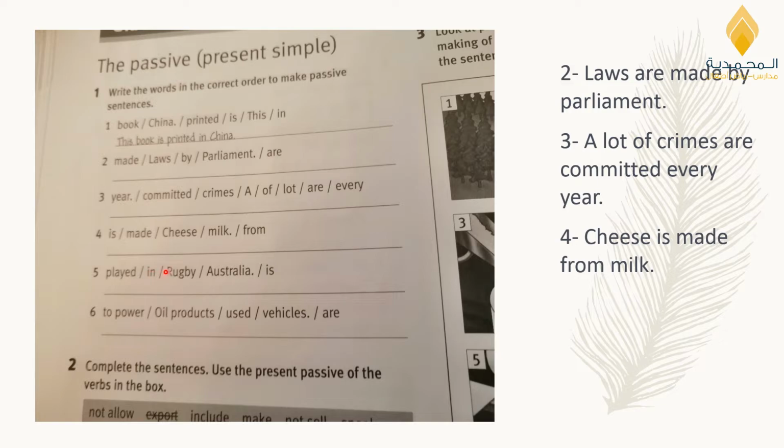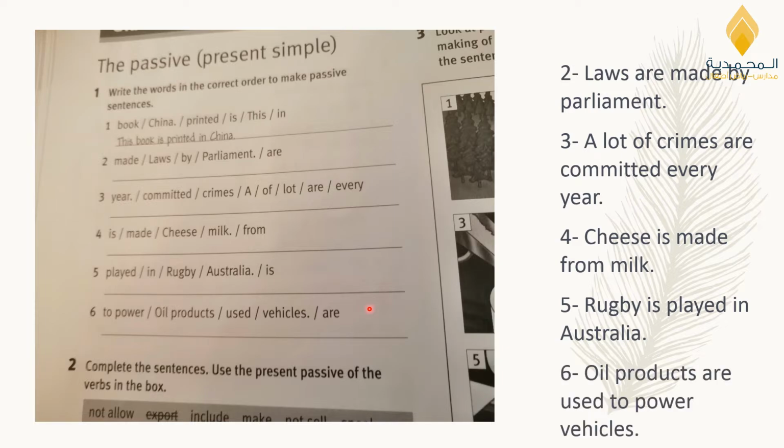5. Played in rugby, Australia is. The correct answer is rugby is played in Australia. Final one, number 6. To power oil products used vehicles are. The correct answer is oil products are used to power vehicles.